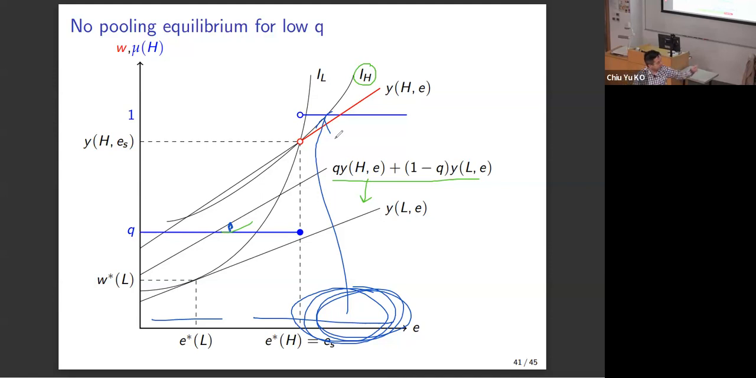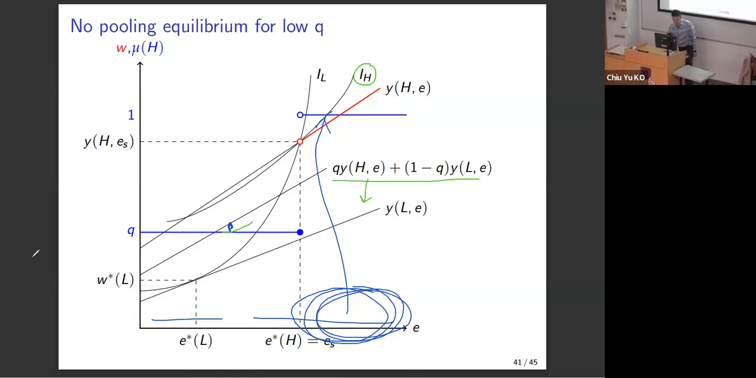In that case, if Q is very low, that means the pooling wage is very low, right? And then would I, as a high type, not do that? I get extra high education, so signal high type. Then it's better than the pooling outcome. Okay, especially when Q is very low, right? Because there are very few high types. And this pooling wage is very low, although the cost is low, but I'm not doing that.